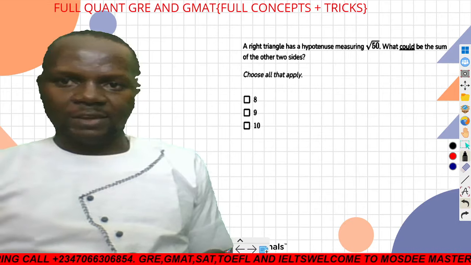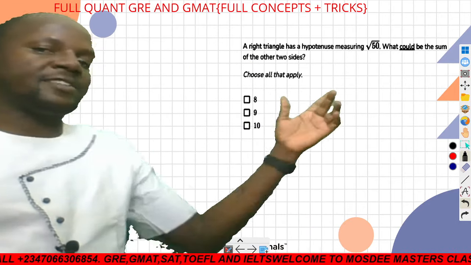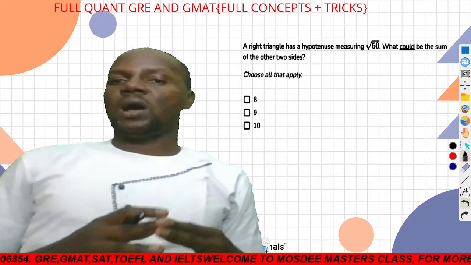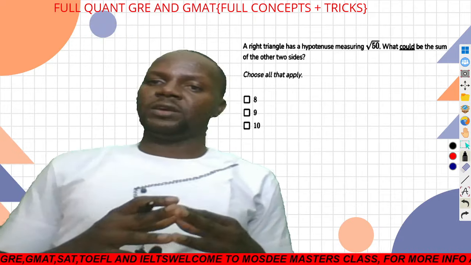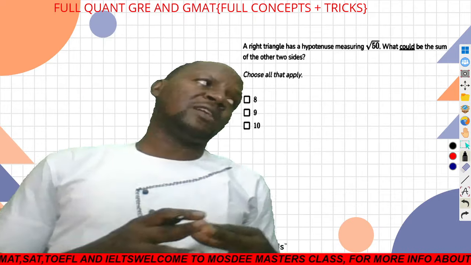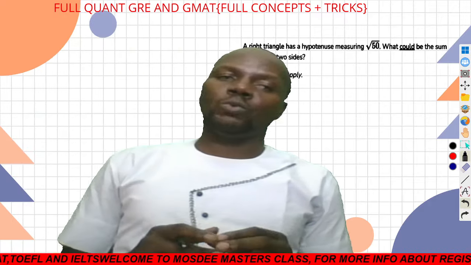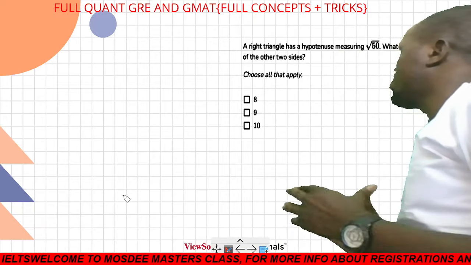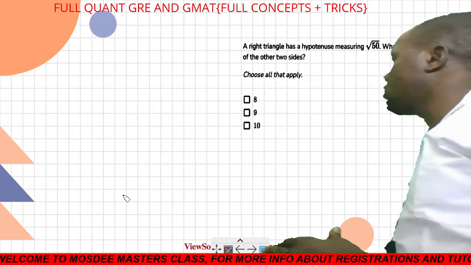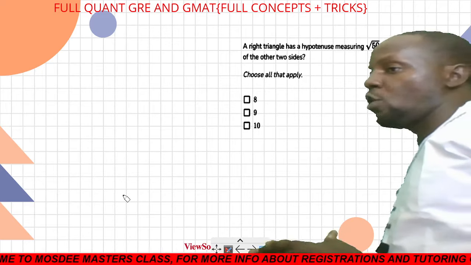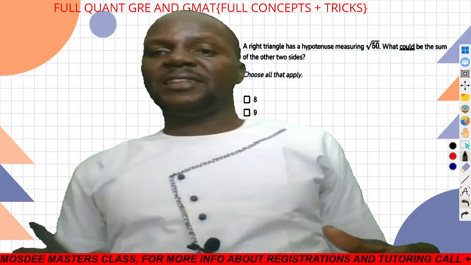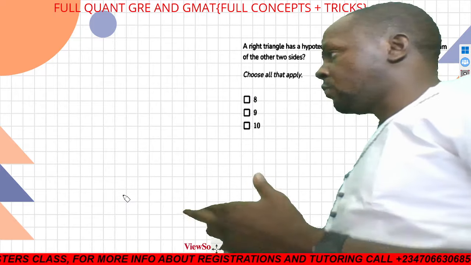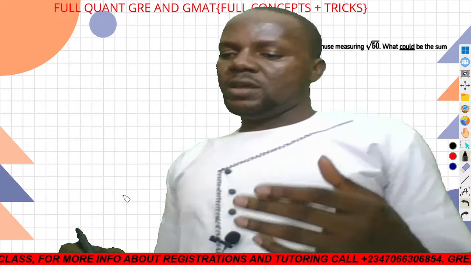Question 7. This one says a right triangle has a hypotenuse measuring root 50. What could be the sum of the two other sides? The moment I spot a right angle triangle, what comes to my mind is the Pythagorean triplets. So you can start listing out the triplets and see which one will give you the hypotenuse when you square the other sides, or start listing out numbers that can fit in.